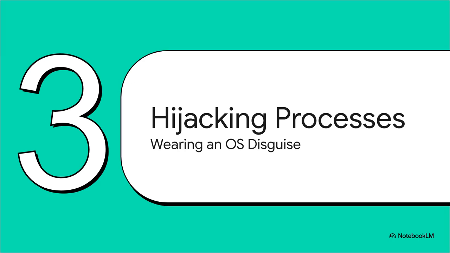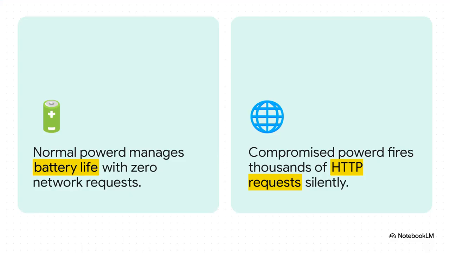Section 3. Hijacking core system processes. Wearing an OS disguise. With the alarms disabled and logs wiped, Coruna needs a disguise. Most basic malware would just install a hidden app, but that's way too noisy. Instead, Coruna injects its payloads directly into trusted Apple system processes. Take Powerd, for example. Normally, this is a quiet background process managing battery life. It has absolutely zero reason to talk to the internet. But once hijacked by Coruna, it acts as a Stage 2 implant host, silently firing off thousands of HTTP requests to download instructions. The UI looks normal, but under the hood, your battery manager is orchestrating a cyber attack.